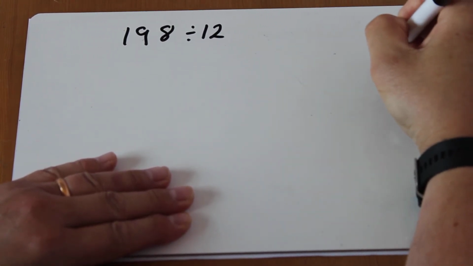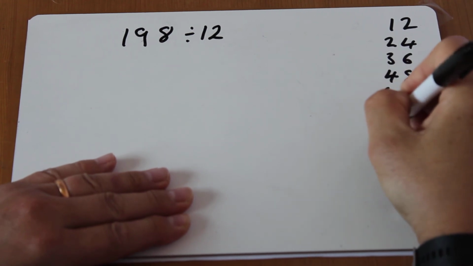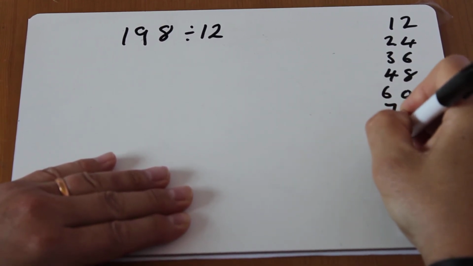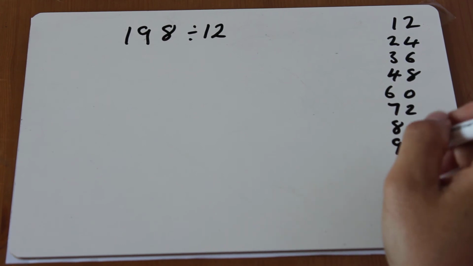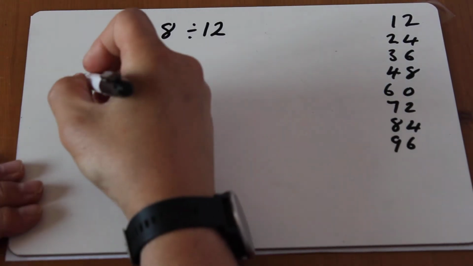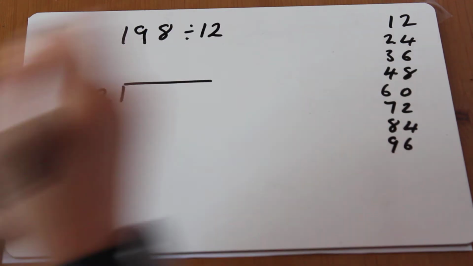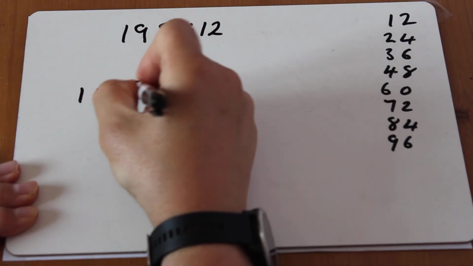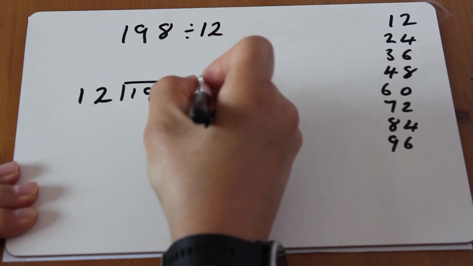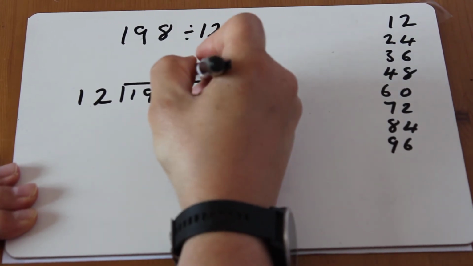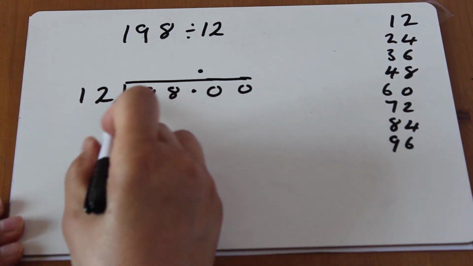12, 24, 36, 48, 60, 72, 84. I'm going to stop at 96. You only ever need to get up to 9 times. You don't need to go beyond 9 times the table. So again, setting out my division sum, there's my 12. I draw my two lines. I now write 198 in here. Don't forget to put the 2 zeros down. I didn't make my line long enough, so I make it longer, and I put the decimal points above each other.